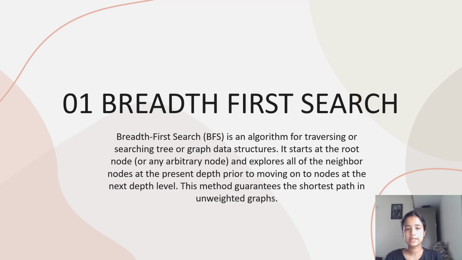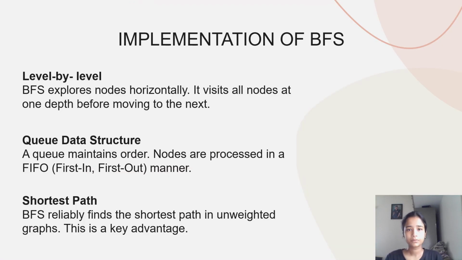So breadth first search. Breadth first search is an algorithm for traversing or searching tree or graph data structures. It starts at the root node and explores all of the neighbor nodes at the present depth prior to moving on to nodes at the next depth level. This method guarantees the shortest path in unweighted graphs.